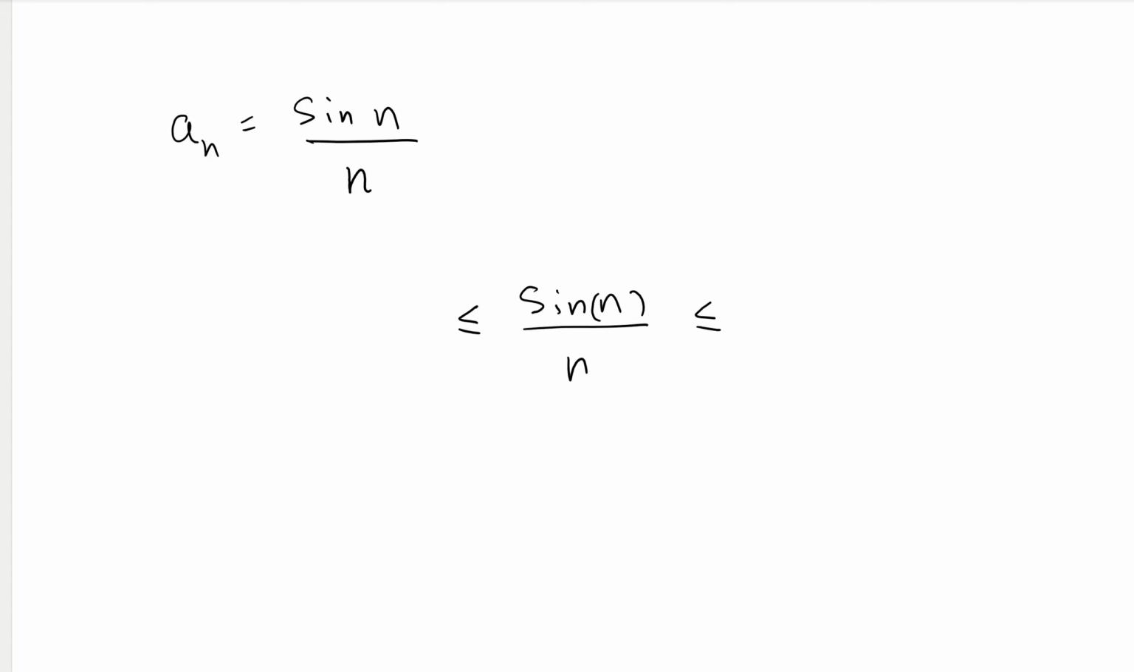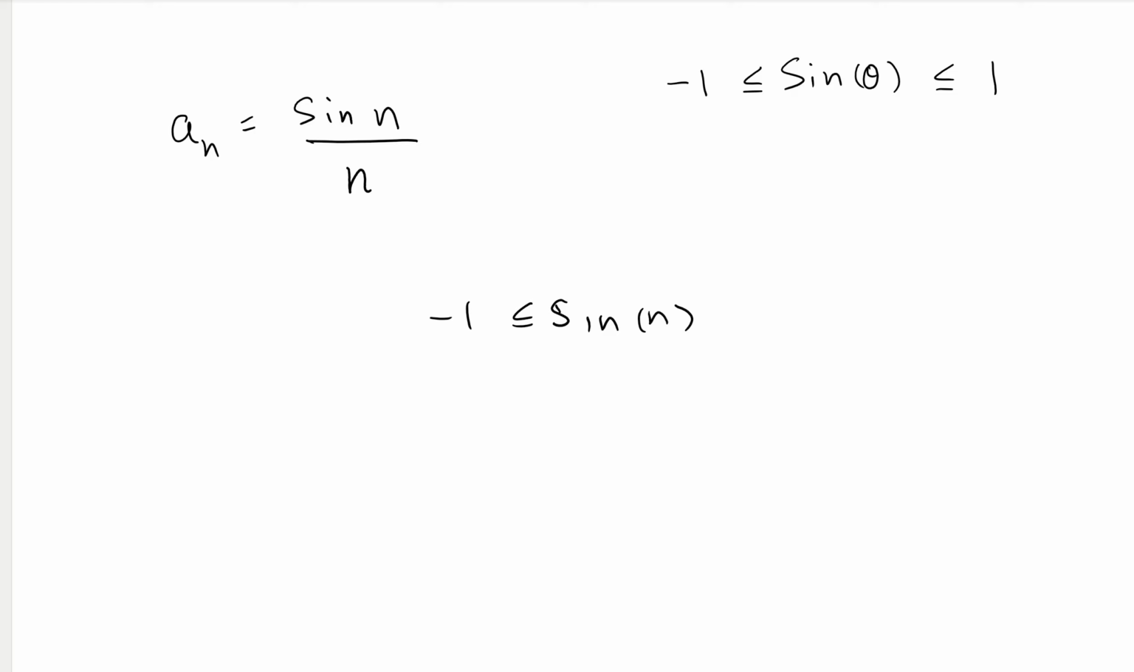Well, we know something from calculus. We can say sine theta is between what values? What do you think? Sine theta is between -1 and 1, right? So sine n, think about this. Sine n is definitely then between -1 and 1. I guess you agree. Okay. Now we have to divide by n, and remember n is a positive number.